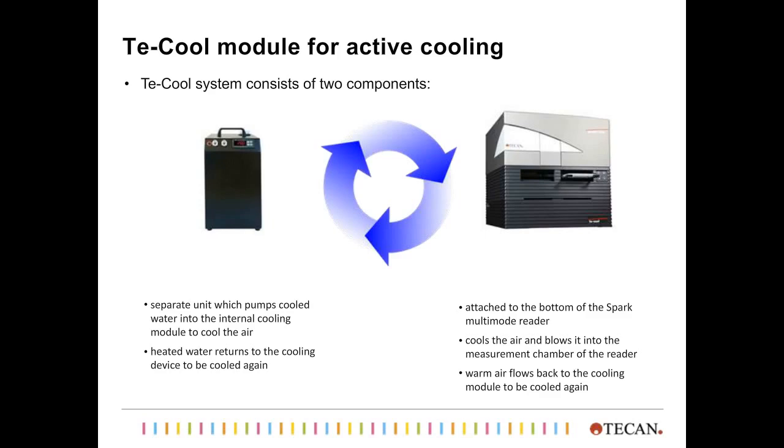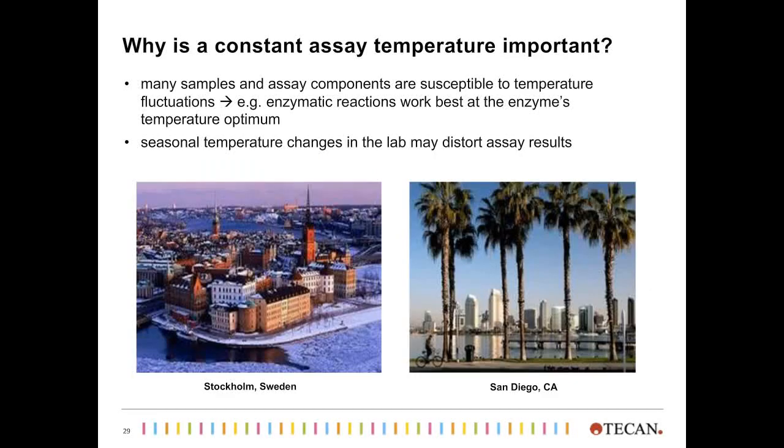The external water cooling unit chills the water outside of the instrument, and this is then used as a cooling medium, which is pumped into the reader's internal cooling module to cool the air inside the reader. And the air that has been warmed up during operation is pumped back to the cooling module, to the external part, cooled again, and then returned to the reader. This cycle serves to maintain a specified temperature, if needed below ambient temperature, even for long-term measurement periods, so even for several days, if needed.